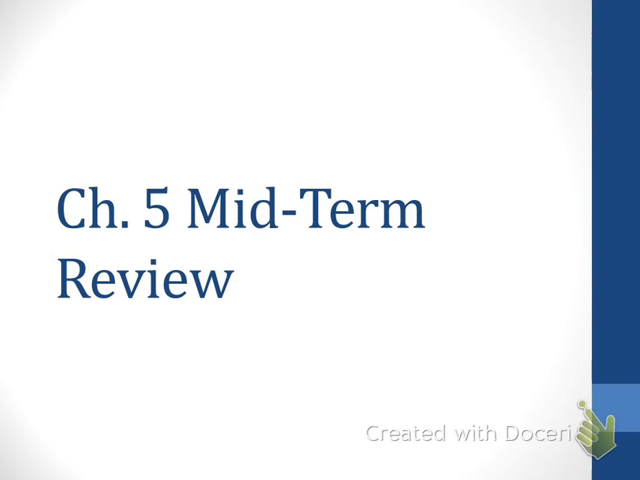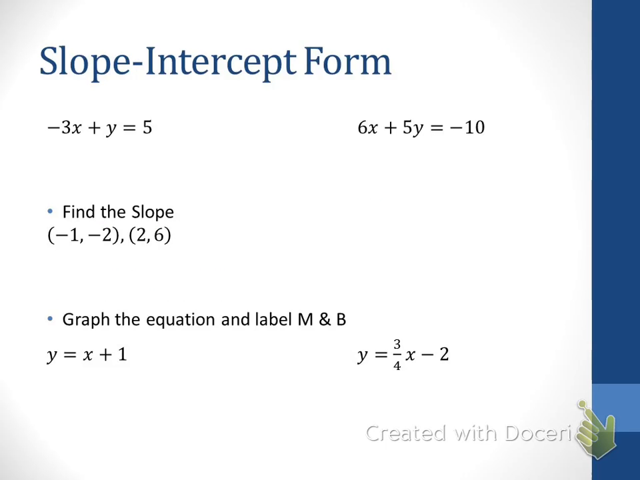Chapter 5 midterm review. What we did in Chapter 5 was we did all kinds of different formulas for a line. We also talked about function form. So the first type of formula that we talked about was slope-intercept form. Who can tell me what slope-intercept form is?